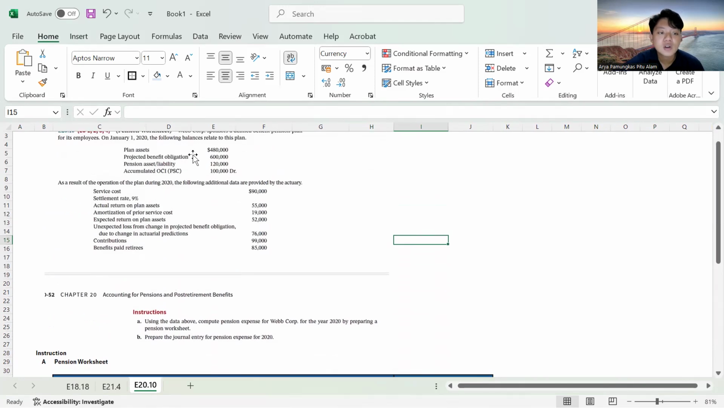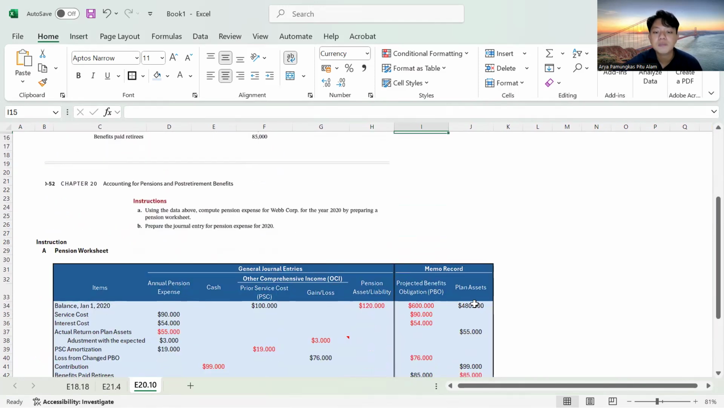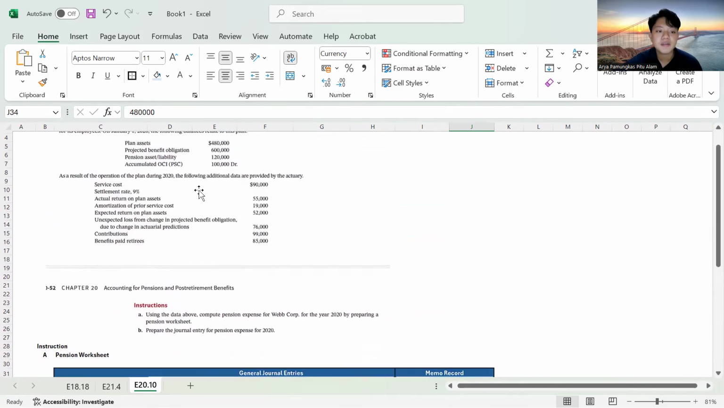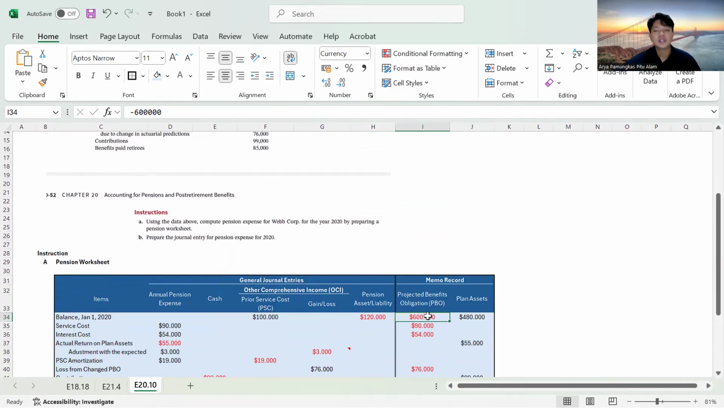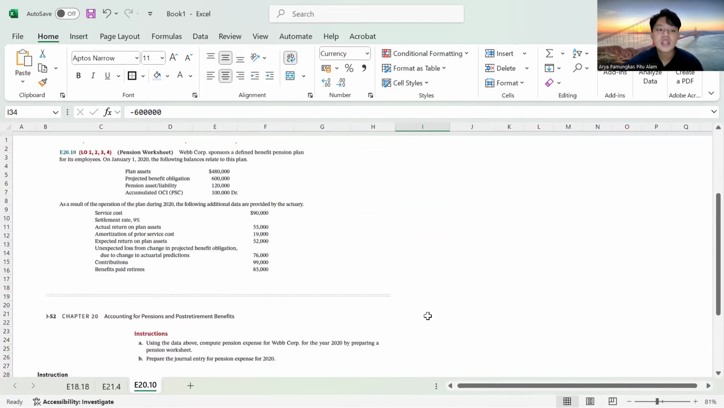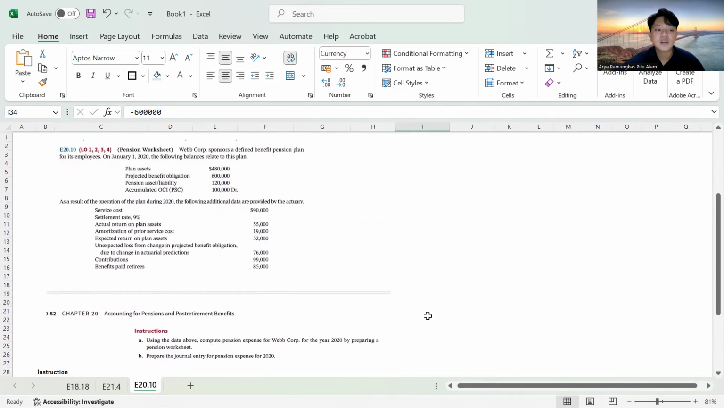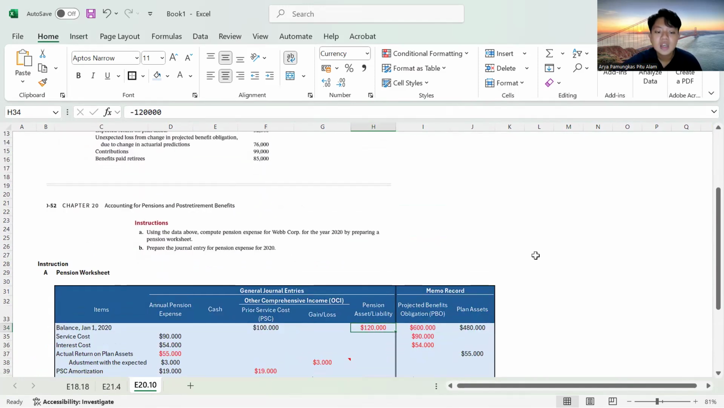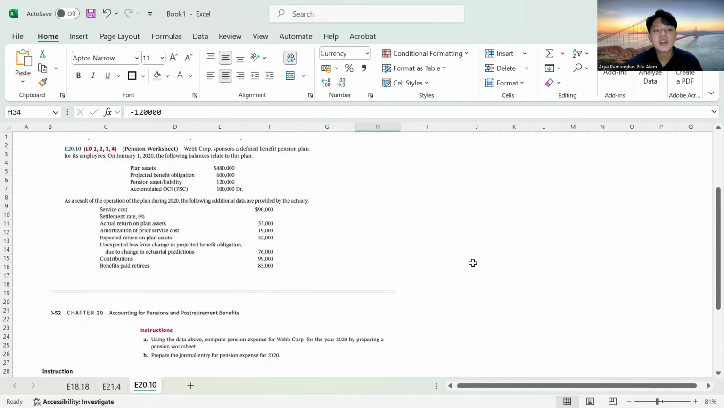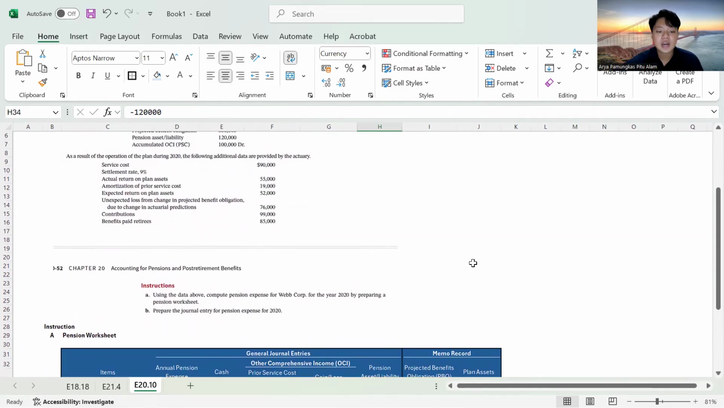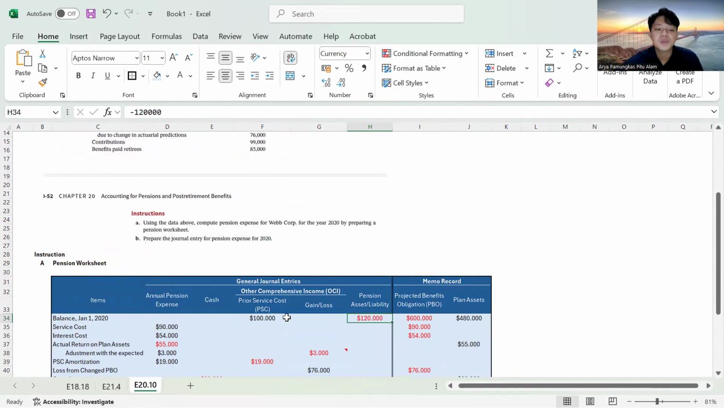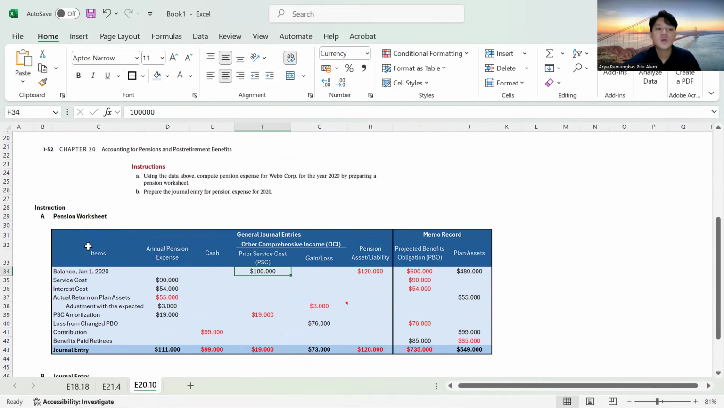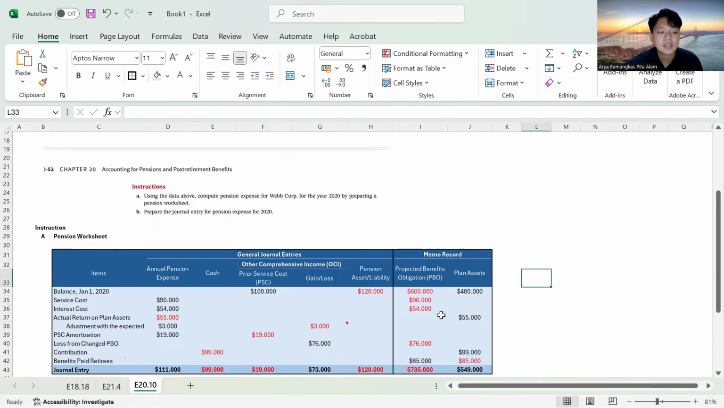So everything on here, like plan assets, we're going to move to the memo record, and then the projected benefits obligation we're going to move to the memo record too. Pension assets or liability we're going to move to the general journal entries. And the last one, accumulated other comprehensive income prior service costs, would be inputted on the general journal entry. So first we are going to create the worksheet with this format, then we are moving the accounts into the worksheet like this.